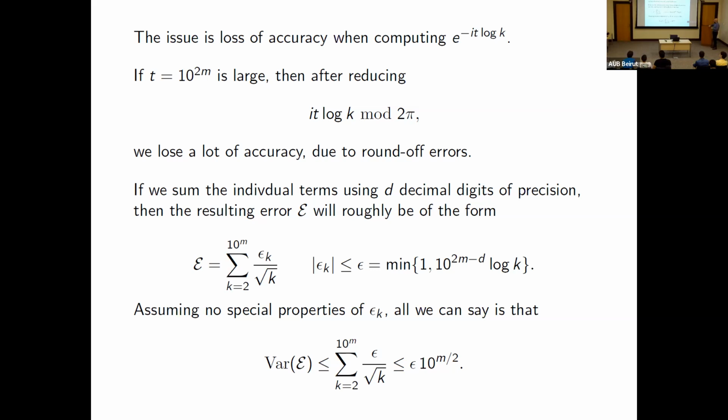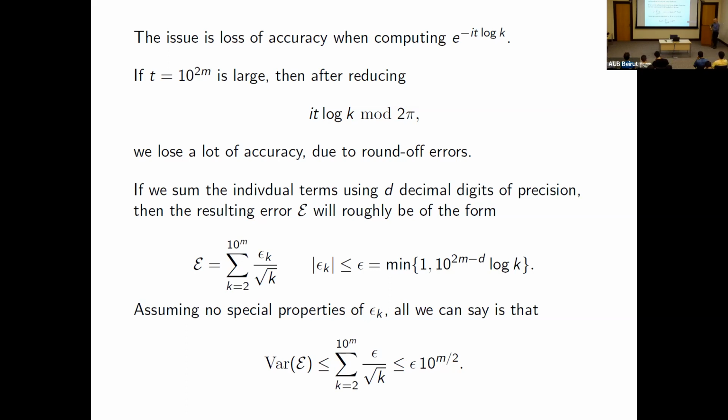Right, so suppose you're using d digits to do the arithmetic on a computer, then the error you get, the contribution of the kth term, would be like epsilon sub k over square root of k. And the epsilon sub k here will be bounded in size by something like 10^(2m minus d) log k. So the important part is this one, 10^(2m minus d). You lose 2m digits of precision because that's how much it took to express the size of t, which is of size 10^(2m).